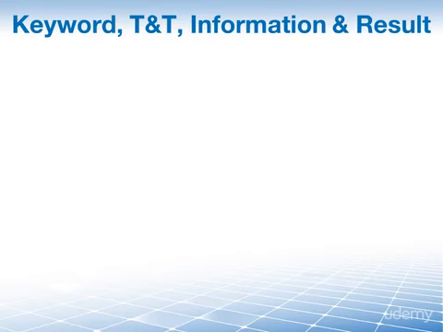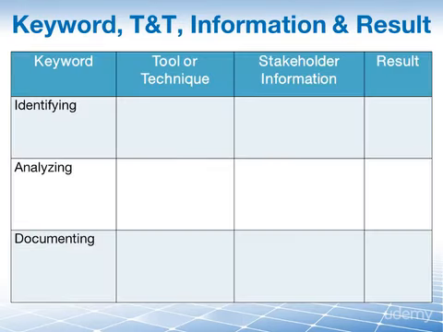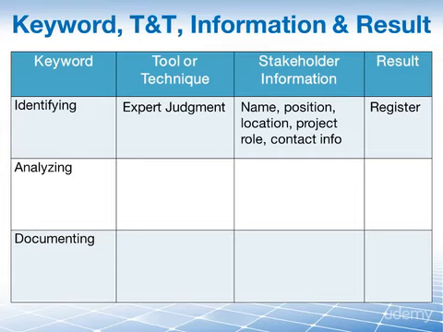If you noticed on the previous slide, some of the keywords were highlighted: identifying, analyzing, documenting. There's a reason for this, because these three keywords define what it is that we really do in this process. So let's take a look at these three keywords. The first keyword is identifying. This means that we will gather general and specific information about our stakeholders. The tool that we use to identify our stakeholders is, of course, expert judgment.